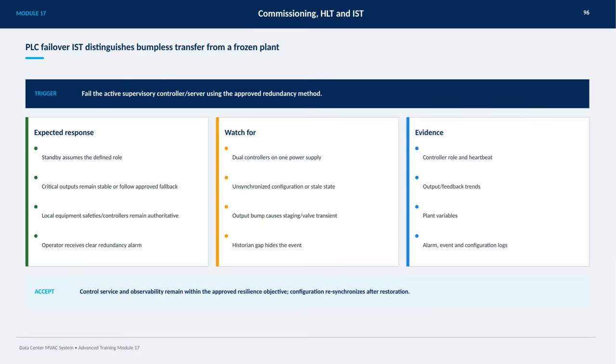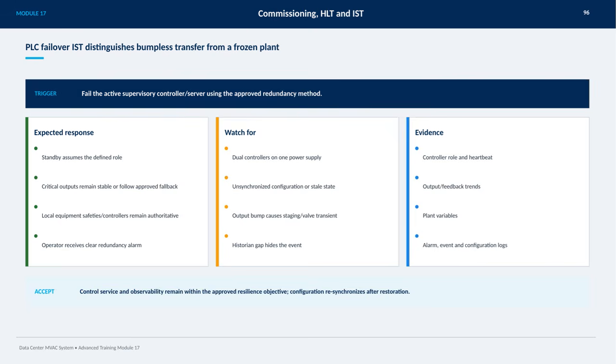Additionally, operators should receive a clear and unmistakable redundancy alarm to keep them informed. We need to watch out for a few potential issues. Having dual controllers powered by the same supply can cause problems, as can unsynchronized configuration or stale state data leading to improper operation. Output bumps might trigger unwanted staging or valve transients, and gaps in the historian data could obscure the event, making troubleshooting harder.